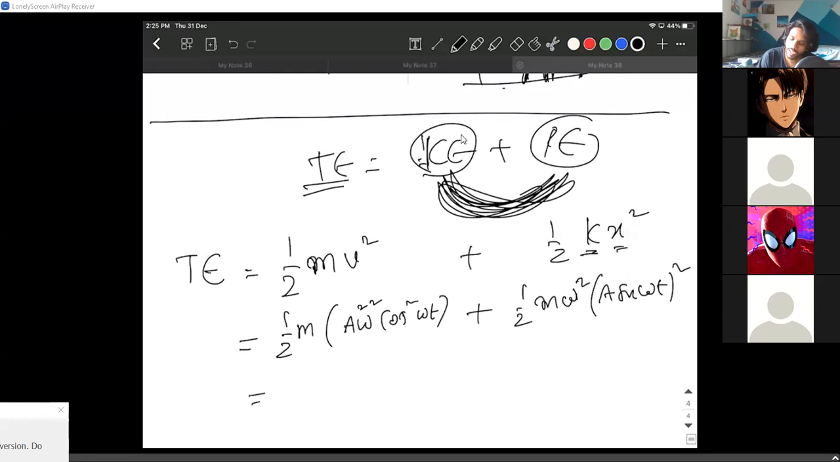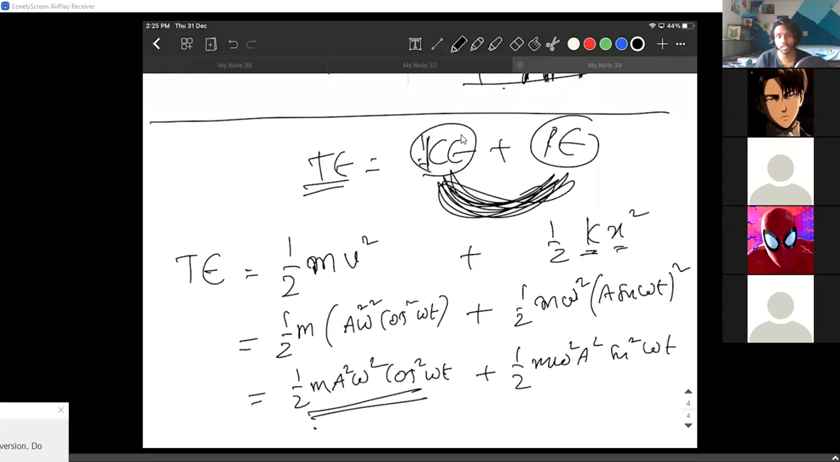Okay, so I'm getting half m a square omega square cos square omega t plus half m omega square a square sine square omega t. You can clearly see this value is varying with time. This value is also varying with time, but the summation is always a constant value. This is an important thing that you people need to learn.